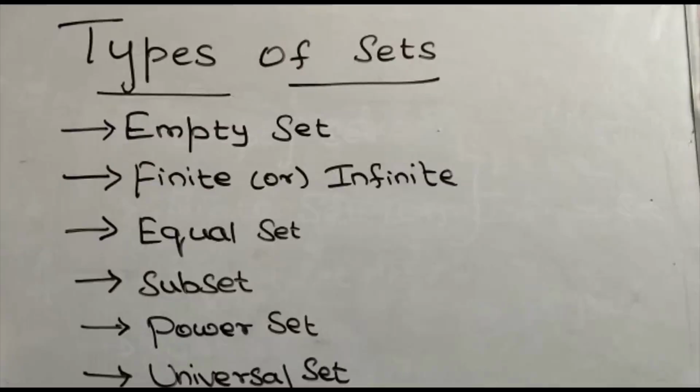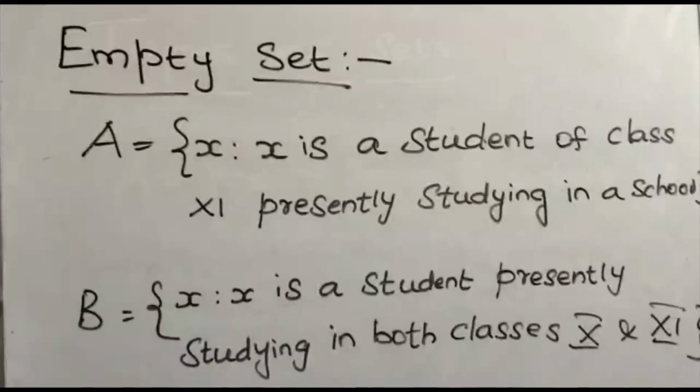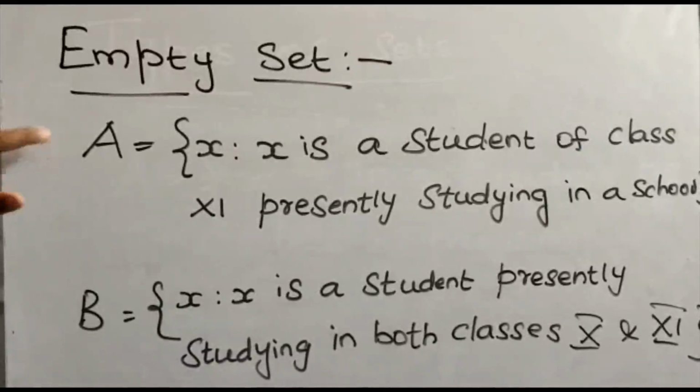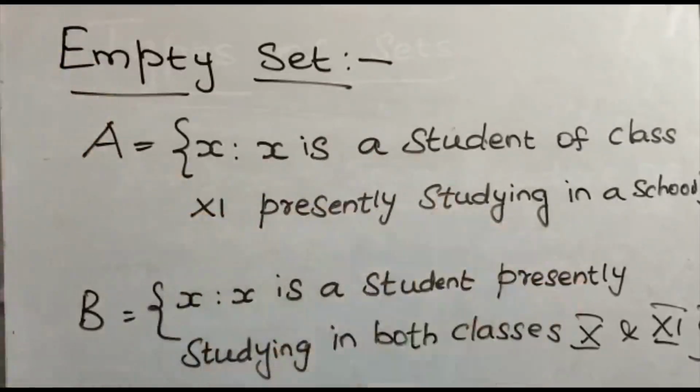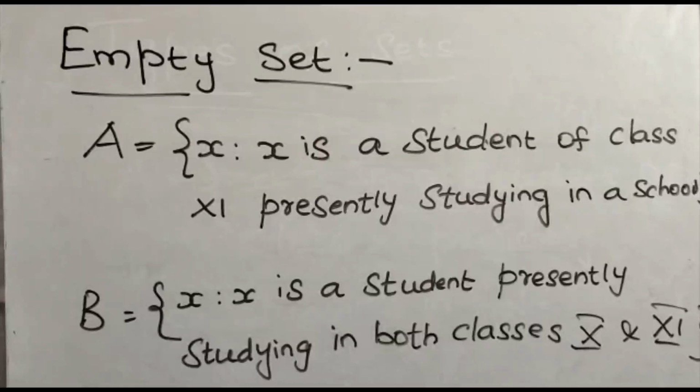1.3. Let's see each and every set in detail. Before proceeding with the mathematical definition of the empty set, let's see an example. Consider the first set. Set A is equal to {x such that x is a student of class 11 presently studying in a school}. How can we find the answer? We can go to the school and count the number of students presently studying in class 11, right?